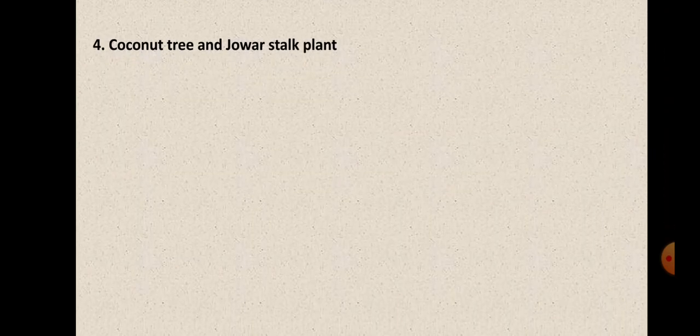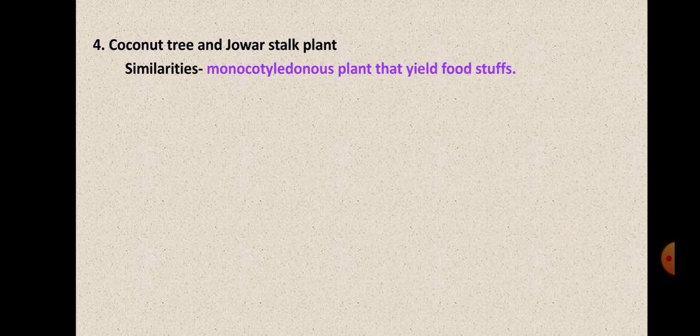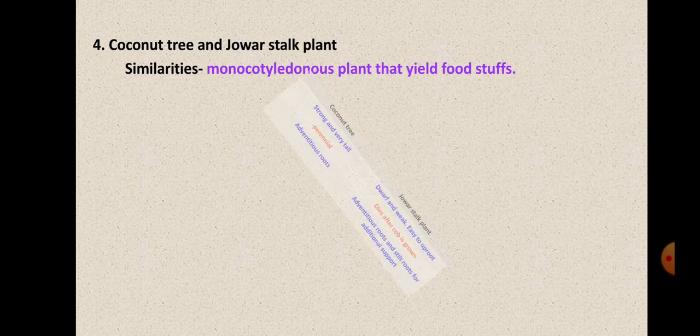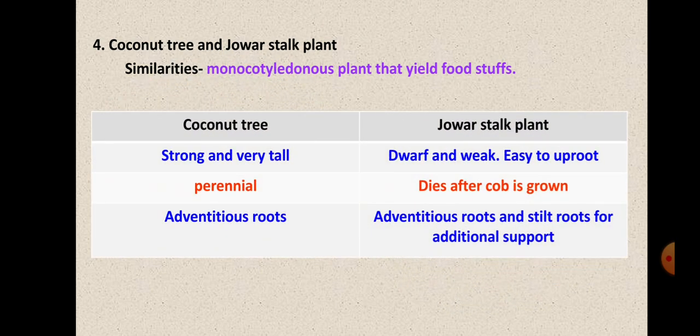Fourth one is coconut tree and jowar stalk plant. Similarities: both are monocots and both are foodstuffs. Let's see what are the differences. Coconut tree is very strong and tall. Jowar is dwarf and weak. Very easily it can be uprooted. Coconut tree is perennial, whereas jowar stalk plant dies after the cob is grown. And in coconut tree, adventitious roots are found as it is very strong and tall, whereas jowar is a very weak plant, so adventitious roots and stilt roots for additional support are found.